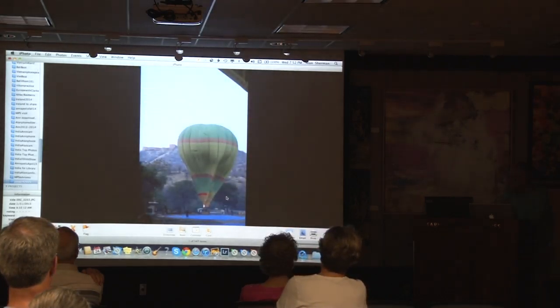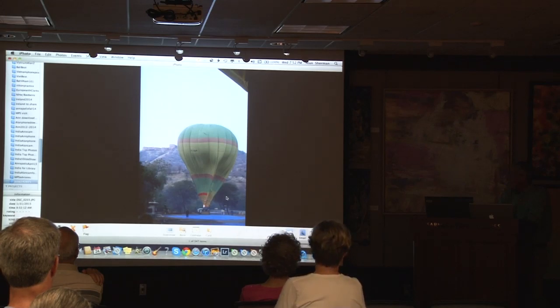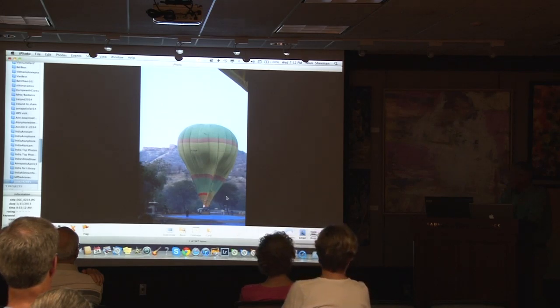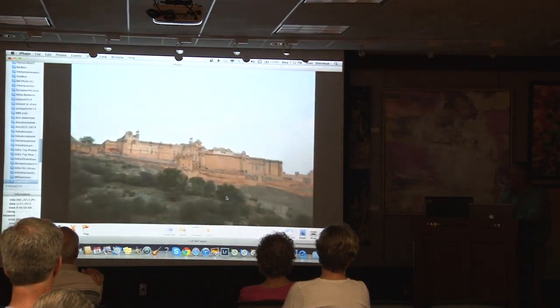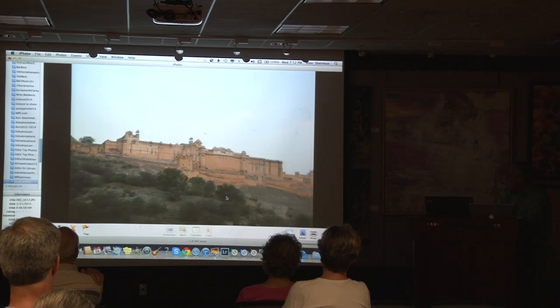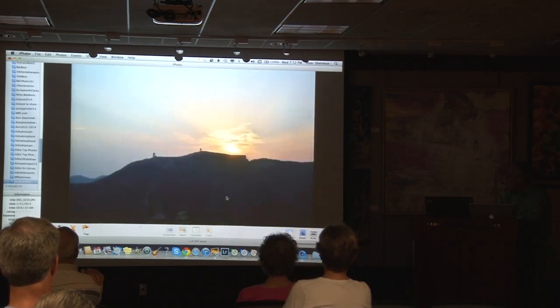I had a chance to go on a balloon ride when we got to Jaipur. There's a famous place there called the Amar Fort, and it's a pretty spectacular place. We were able to get in the balloon and float over it, and at sunrise it was quite spectacular.